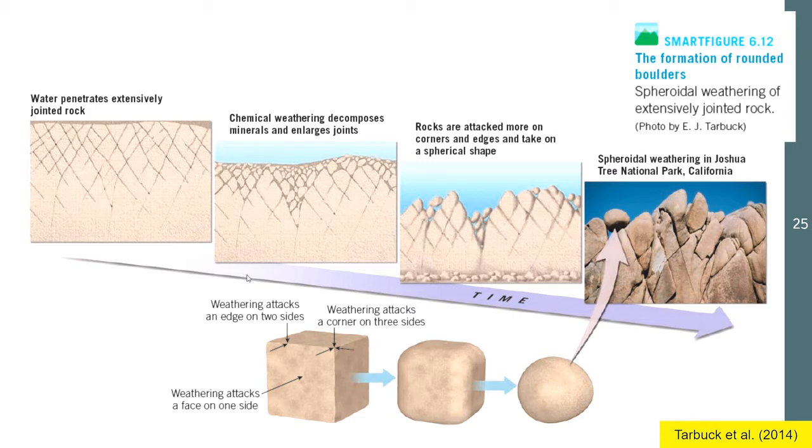They could start out with a very rough angular rock here at this point, but weathering attacks the corners of the rocks to create a smoother shape like this. Then eventually over time, they could be rounded into something like this.